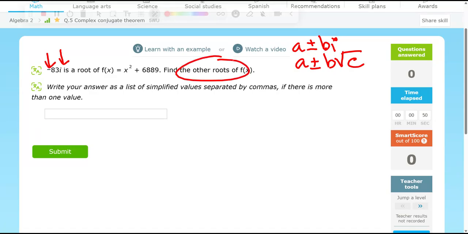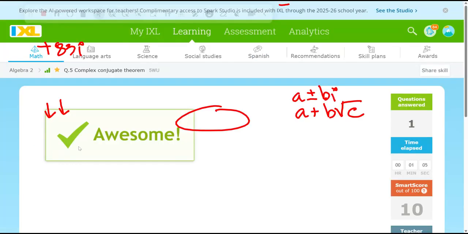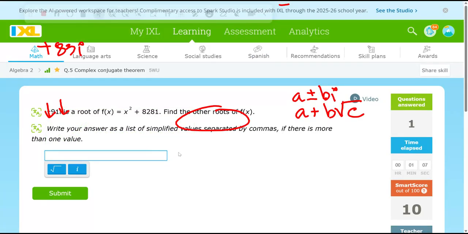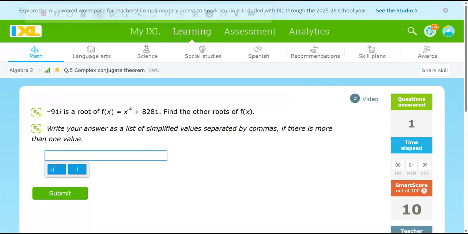So you want to find the other root, it has to be plus 83i. That's it. You don't have to put the plus side. You put 83i and then you're done. 83i and then submit, you're done. Voila. Okay, next problem, also the same thing.